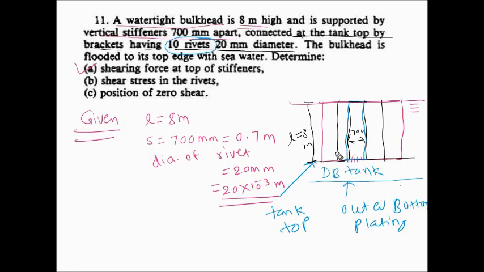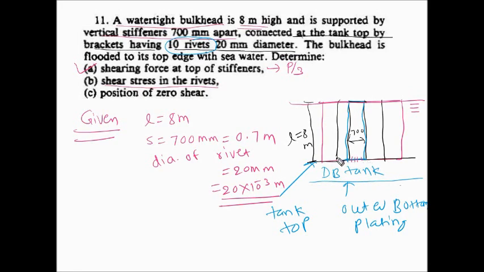The first question they are asking, find out the shear force at the top of the stiffeners. We have already seen in the earlier numerical also, shear force at the top of the stiffeners will be P by 3. Now they are asking shear stress in the rivets. So first of all, try to understand shear stress in the rivets. The rivets are at the bottom of the bulkhead.